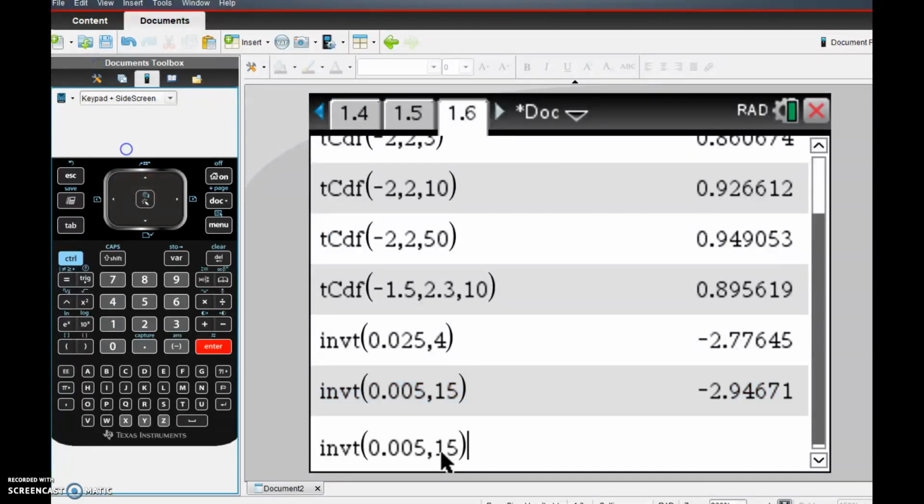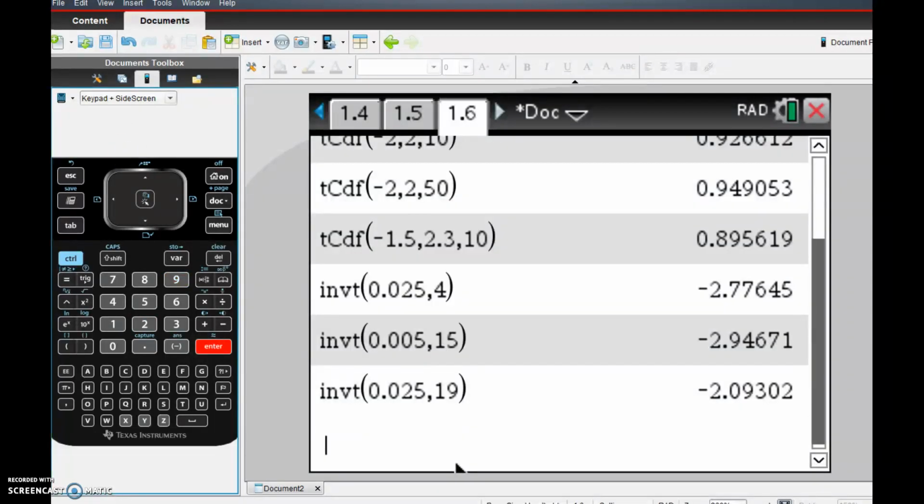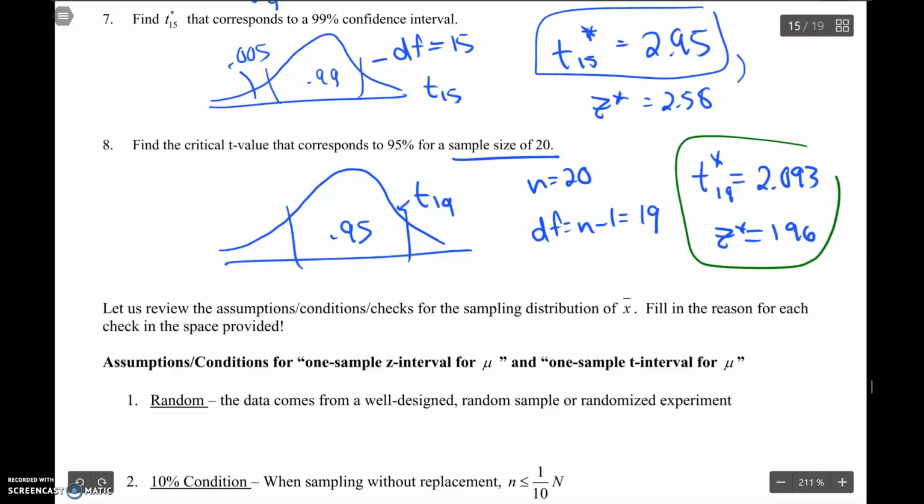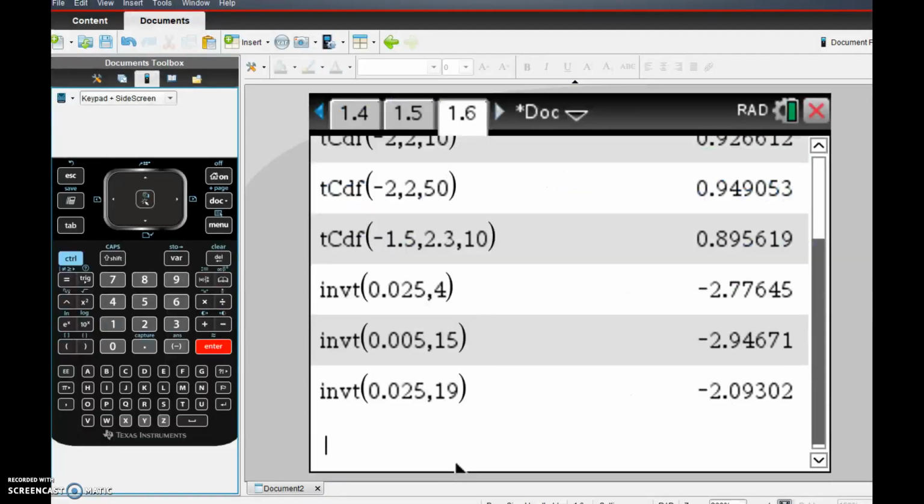Got 0.025 on each tail. This would be 19 degrees of freedom, 2.093. t-crit, 19, 2.093. Again, bigger than the 1.96, but not as big because your sample size is 20 and your degrees of freedom.